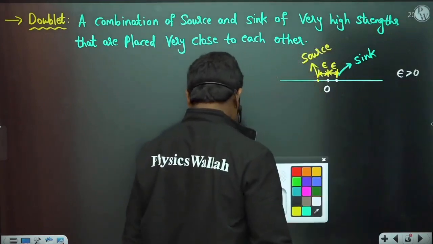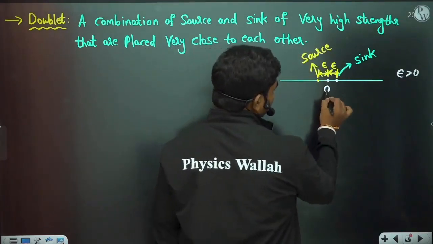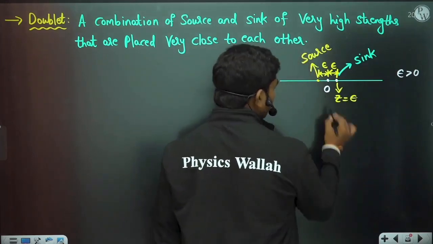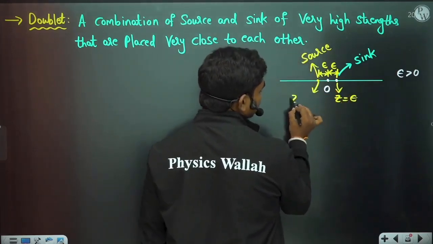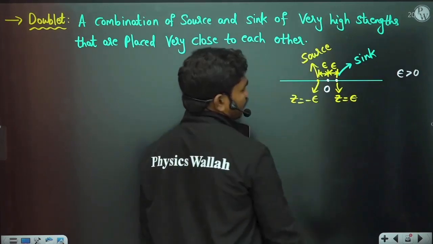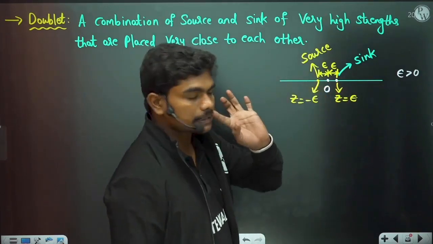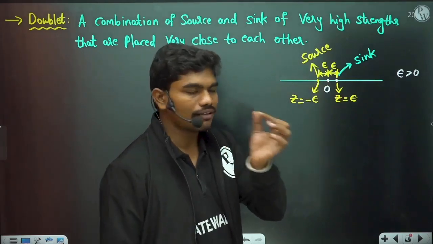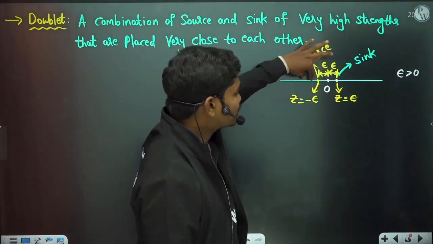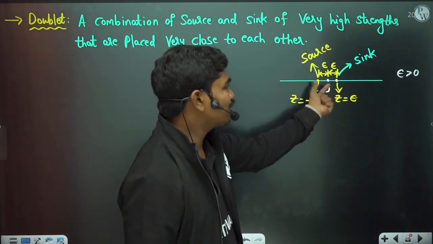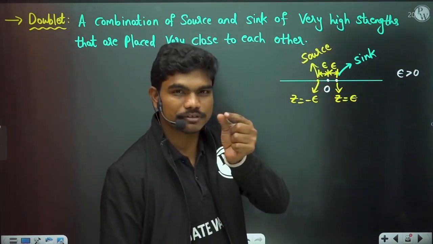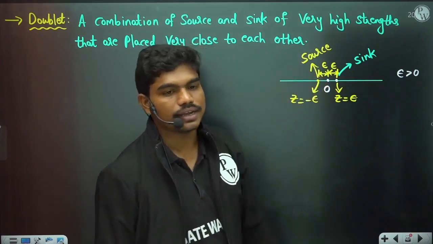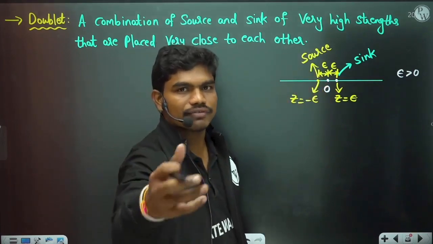Tell me one thing: if this is z equal to 0, this point is nothing but z equal to epsilon, correct? And this point is z equal to minus epsilon. The imaginary parts are 0, but they are complex numbers on the same line, because these two have to be very close. I have taken the source and sink very close to each other, such that the distance between them, 2 times epsilon, is very small, like 0.001 meters of that order.